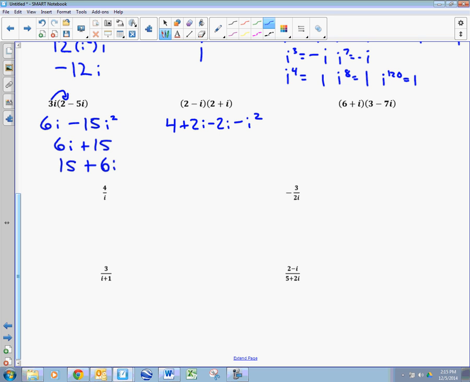What happens to the middles? Goes away. And so you have 4. What is negative i squared? 1. So you can see that you can take a complex number and multiply it by its conjugate, and you end up with a real number. It's kind of cool, huh? Try the next one on your own.